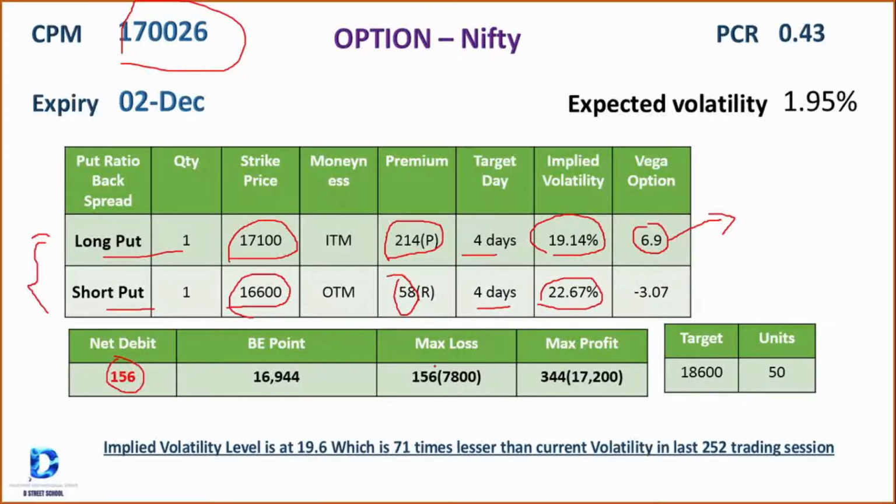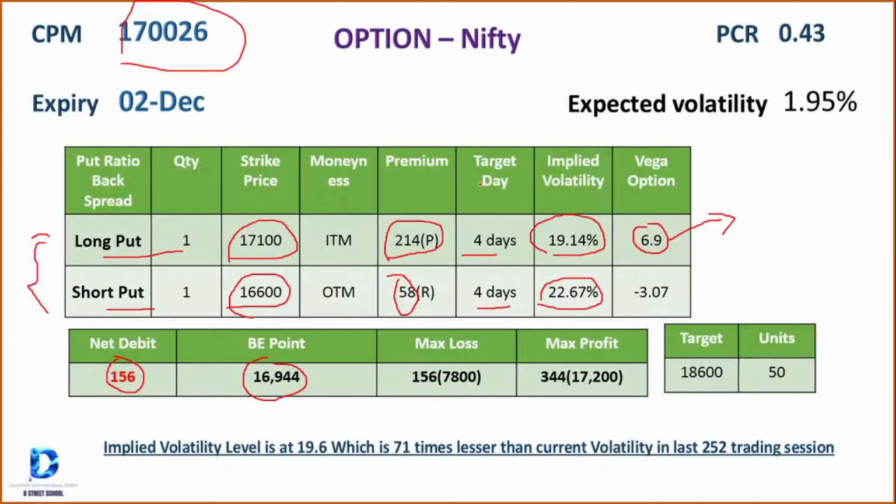This is our maximum loss when our strategy works against our prediction. Our maximum profit would be 344 rupees on the premium, which is 17,200 rupees. So if the market reaches 16,600, we will have a nice profit. What is the break even point? When the market reaches 16,944, we will start booking the profit. So this is the break even point in this strategy.